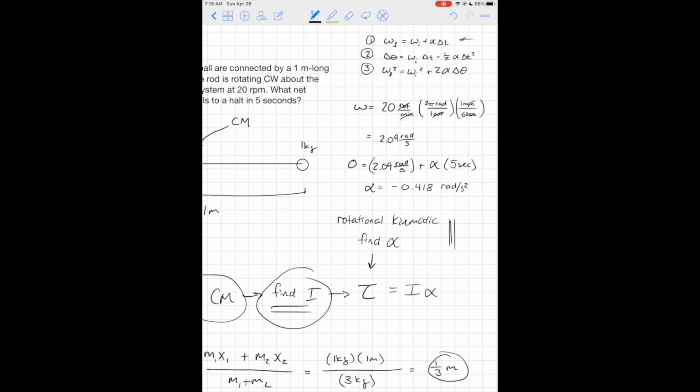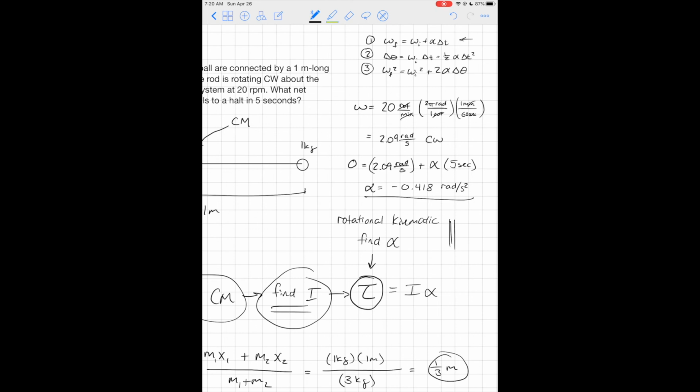Now, a key thing is that this is clockwise. So technically, our omega is already negative. I guess alpha should be positive in that case. It's not a key thing here because we're only looking for the magnitudes of these numbers, especially the magnitude of torque here. So since it's the magnitude and not an actual direction, we're in the clear. But this is our alpha.